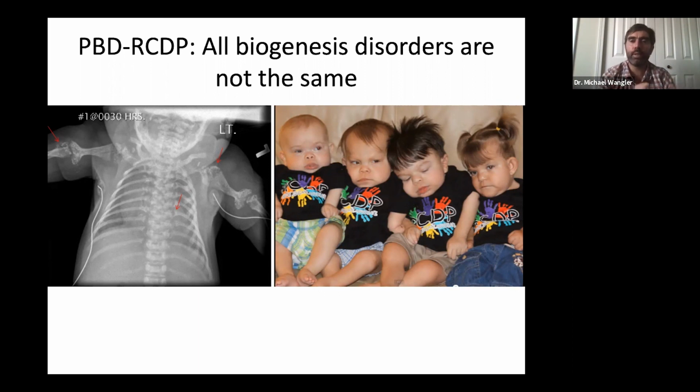But RCDP is a wholly different looking disorder. Patients with RCDP have dramatic foreshortening of the limbs, particularly the proximal part of their long bones. You can see that the individuals are short in stature. They can have cataracts of the eye and a lot of brain issues. So why are there these different kinds of biogenesis disorders, and why are they so different? Why aren't they the same?